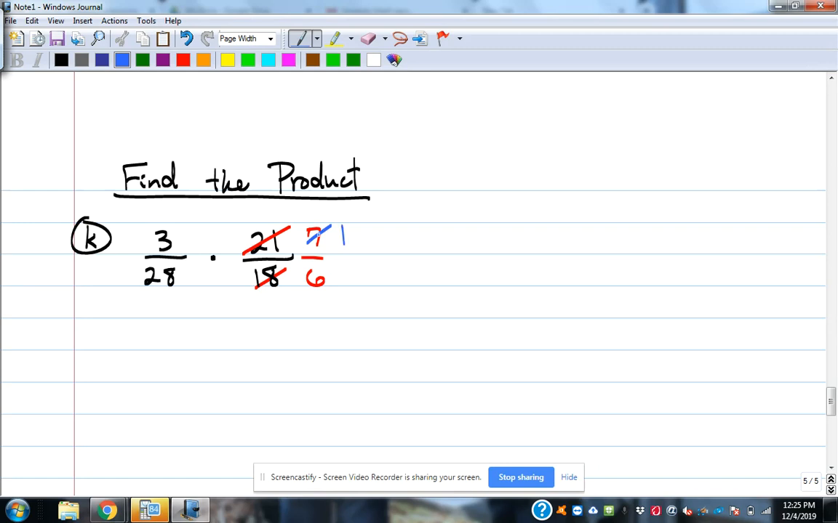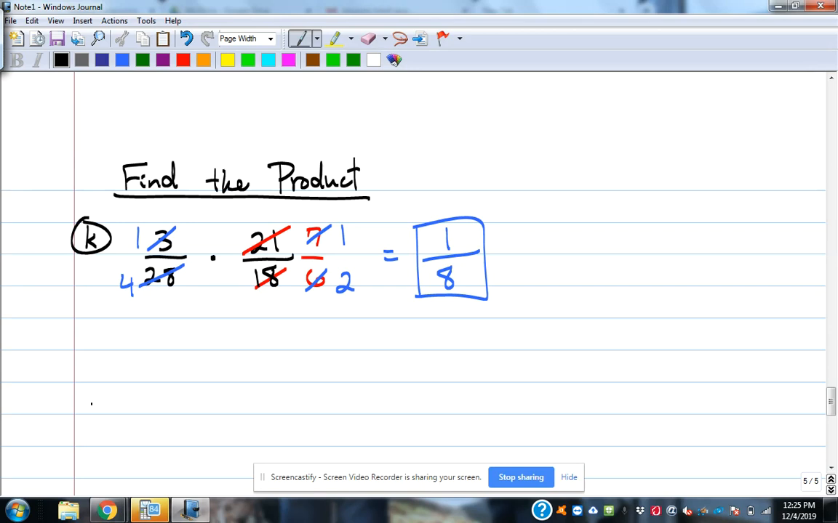Diagonally, 7 goes into itself once, and then 28 4 times. 3 goes into itself once, and into 6 2 times. Now I have 1 times 1, 4 times 2, get 1/8. So regular fraction multiplication, same rules are followed with polynomial fractions or rational expressions. You can simplify vertically or diagonally. That's the only ways that you're allowed to do that.